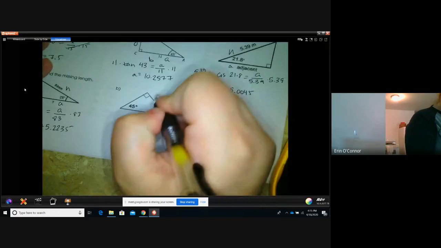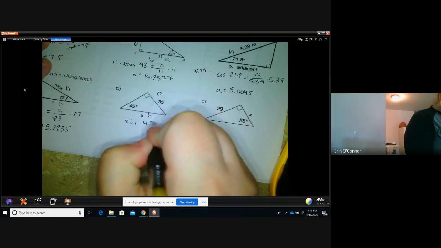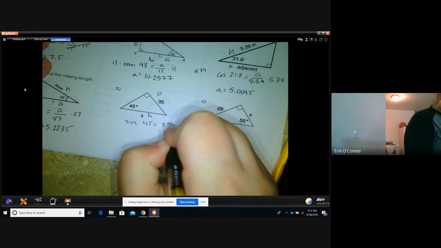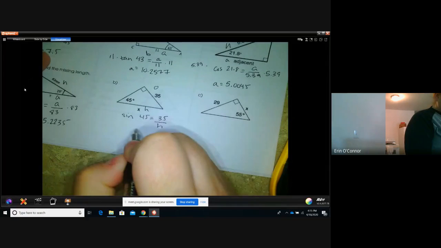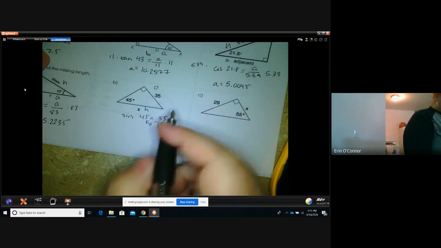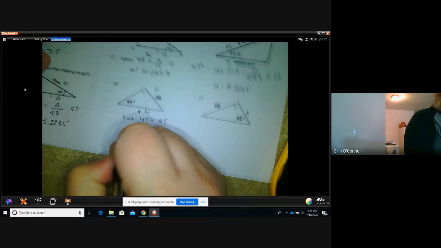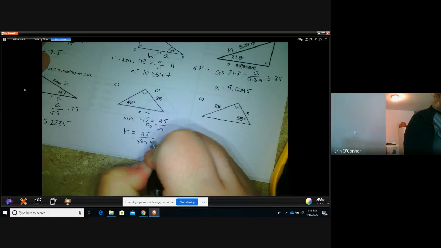All right, for this one, I have an opposite and a hypotenuse. So we have sine of 45 is equal to 35 over h. Now, when you have something like this, you guys can just flip these two, because essentially this is over 1. We're going to cross multiply, but you can just flip these two. So it would be the same as saying h is equal to 35 over sine 45.